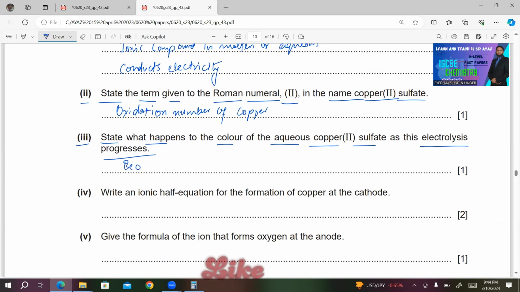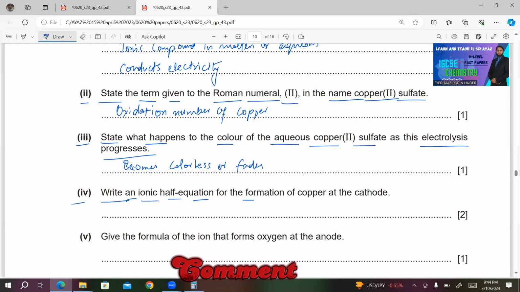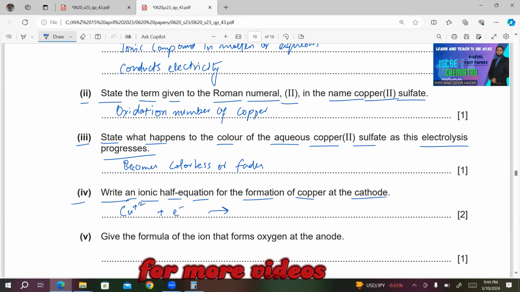Becomes colorless or fades. Number 4, write an ionic half equation for the formation of copper at the cathode. Copper 2 plus ion gains electrons to form copper metal. So we will balance the equation, 2 moles of electrons.